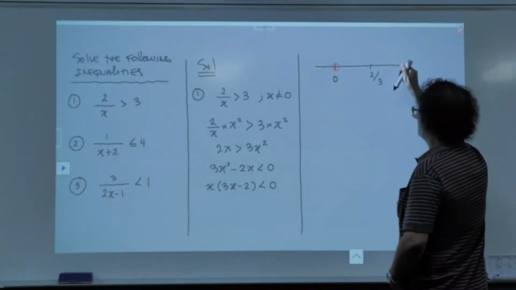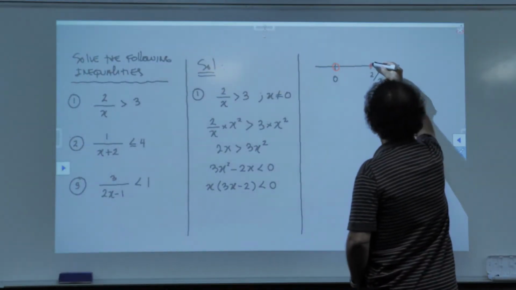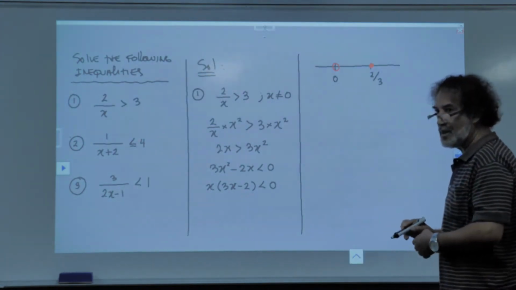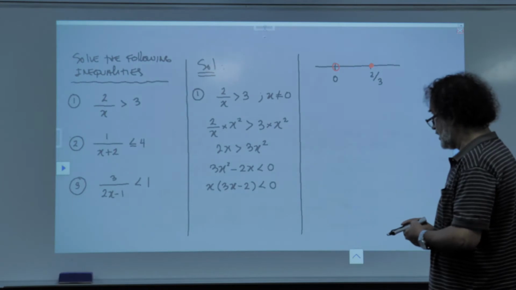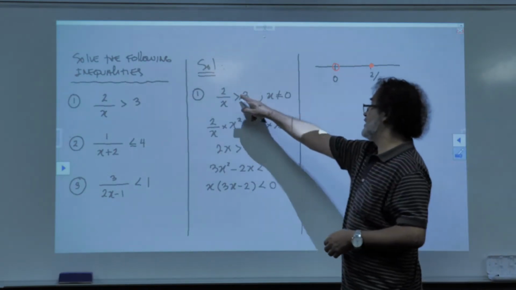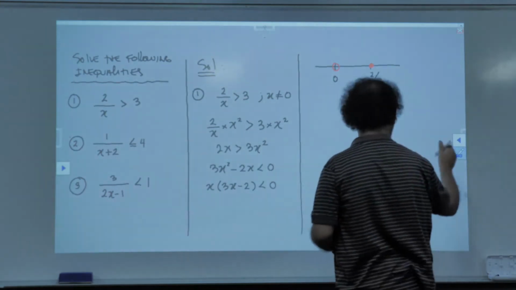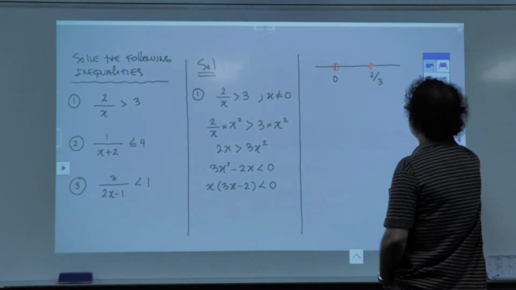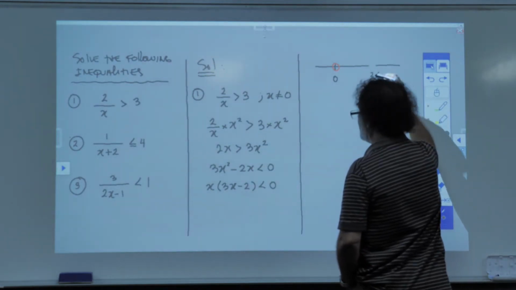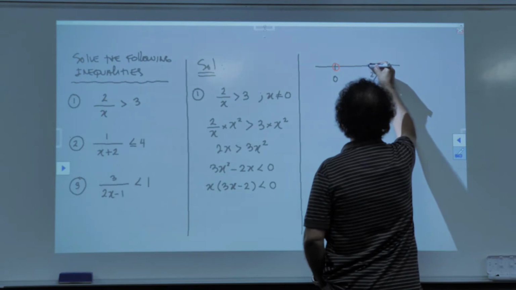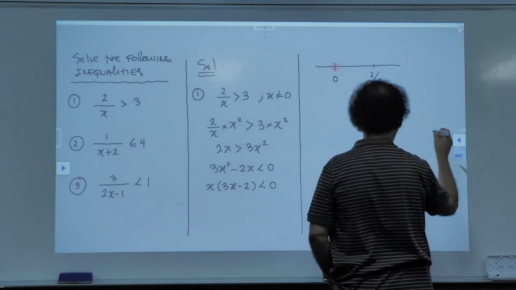We don't have any problem with two-thirds, so we can include two-thirds in my solution. But we don't need to. Do we need to? Because it's not "or equal to." Correct. This is greater than, so even though we can use that number, we are not allowed because it's greater than 3. Good observation.